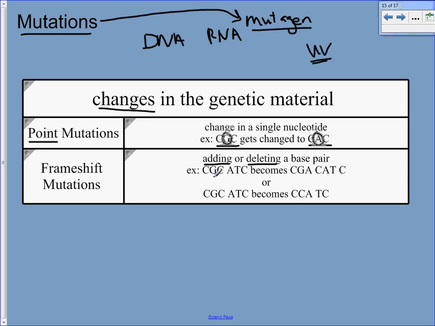Because if you look carefully, this goes CGC. Here we go, CGA-CAT. So we inserted an A between that G and C. So this is the mutation right here that was inserted. Now, what's really important on a frameshift mutation is that because your ribosome reads the RNA three at a time, if I insert or delete a base, it shifts everything after it.